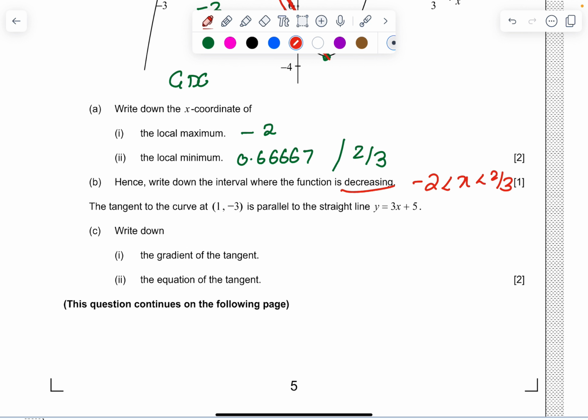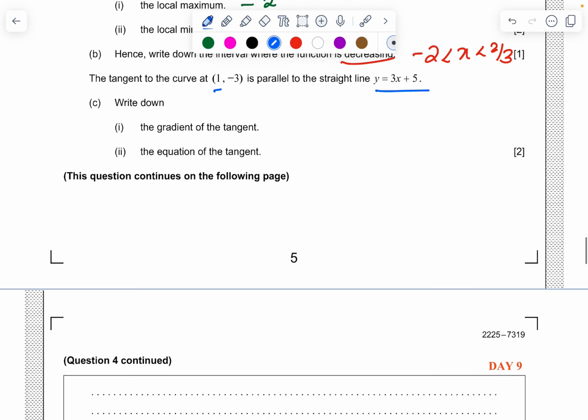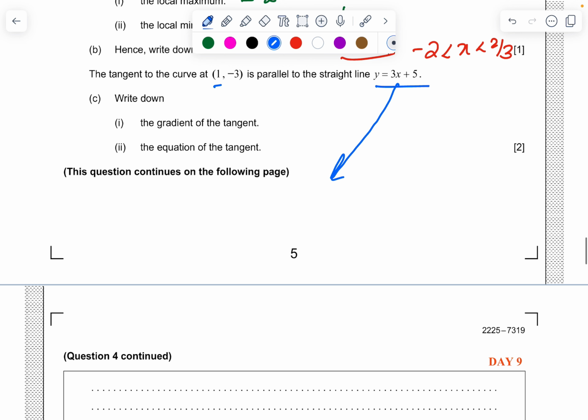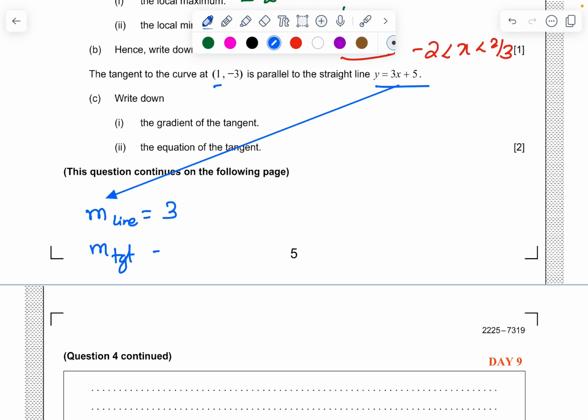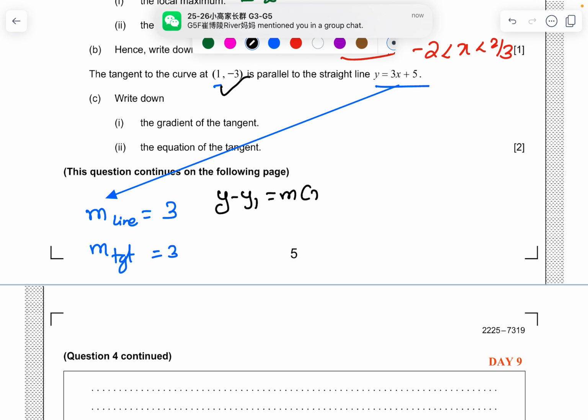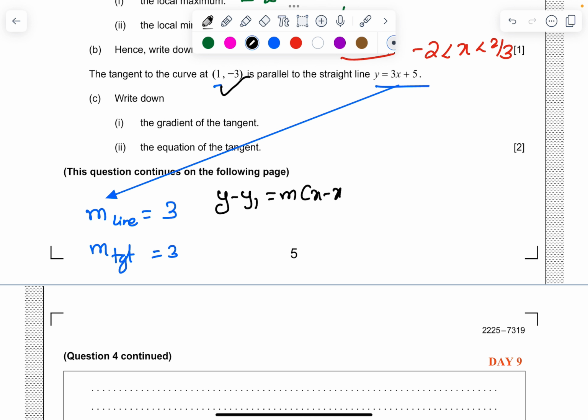A tangent to the curve at (1, -3) is parallel to this line. Write down the gradient of the tangent. So the gradient of this line is nothing but what? The gradient of the line is equal to 3. Because it is parallel, the gradient of the tangent is also going to be 3. Now it is passing through (1, -3). So y minus y1 equals m times x minus x1.